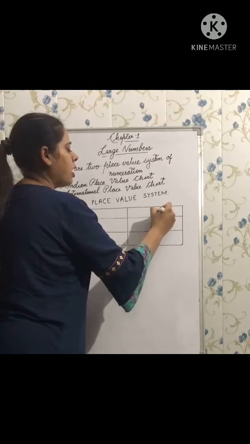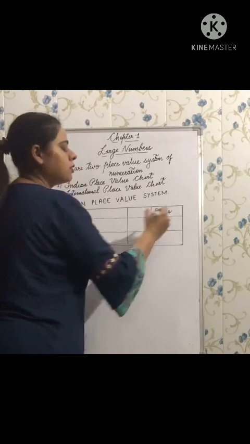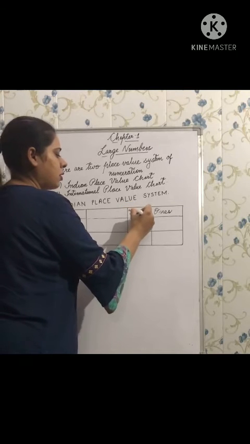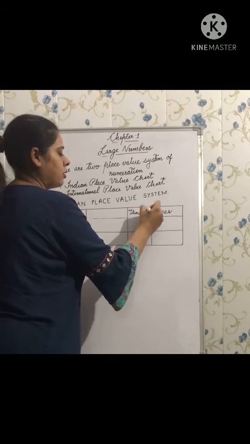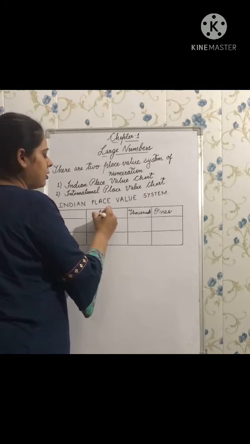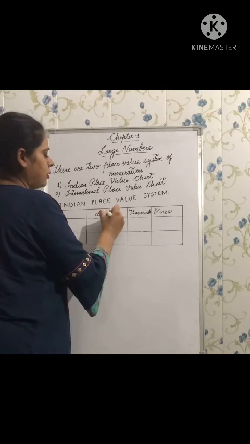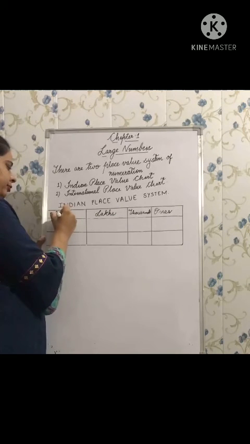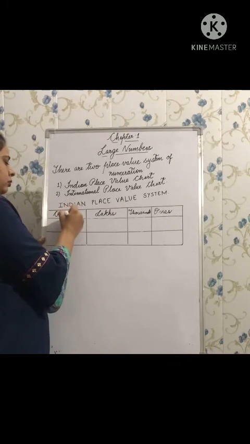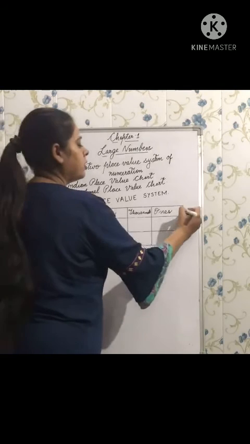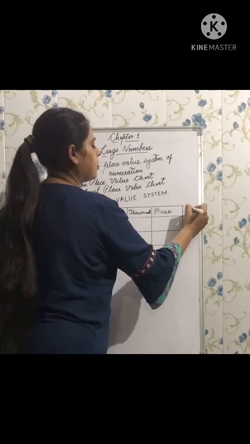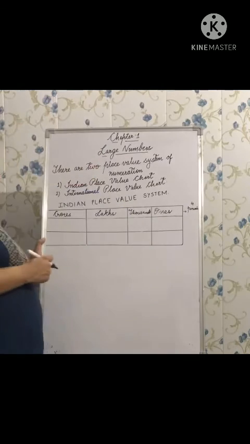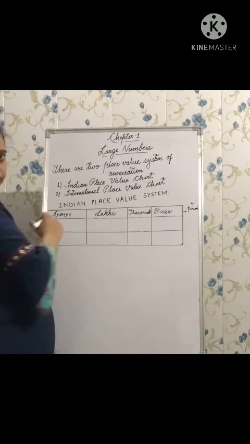One is ones, thousands, lakhs, and crores. These are periods, and they are divided in four groups.